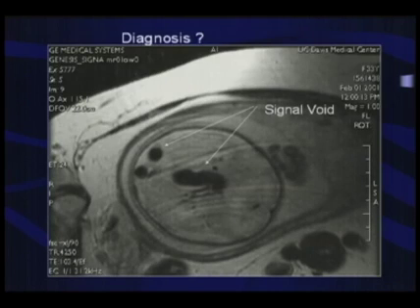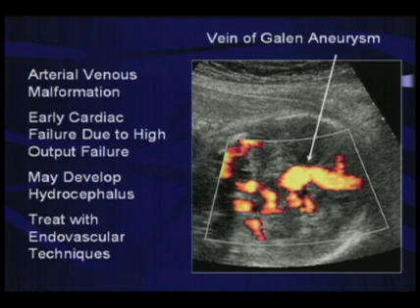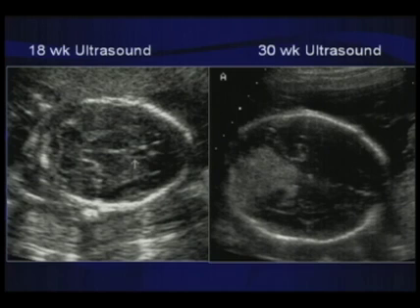Certainly one thing we can do is get an MRI, T2 weighted, and what we identify is a signal void. This indicates blood flow. Well, what do we have with ultrasound? We have power Doppler, and in fact, here in power Doppler, this is a vein of Galen aneurysm. It's really an arteriovenous malformation. These fetuses can develop hydrops, or after delivery they can end up with cardiac failure due to high output failure. They sometimes develop hydrocephalus, and they can be treated after delivery with new endovascular techniques.